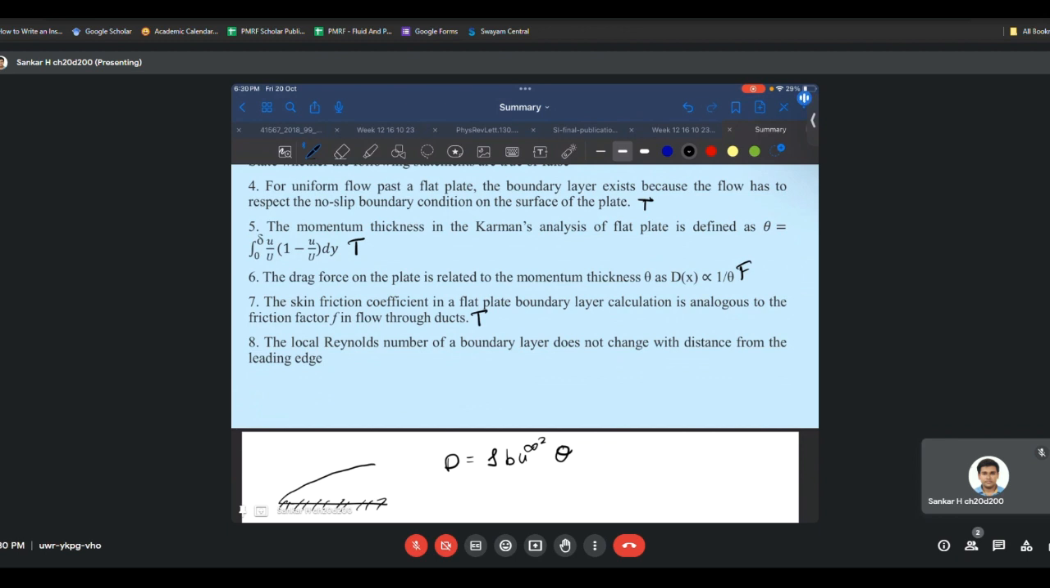Now, question number 8. The local Reynolds number of a boundary layer does not change with the leading edge. We know that the Reynolds number for a flat plate is given by rho v x by mu, and this x refers to the distance from the leading edge. So, as you can obviously see, the statement will in fact be false.